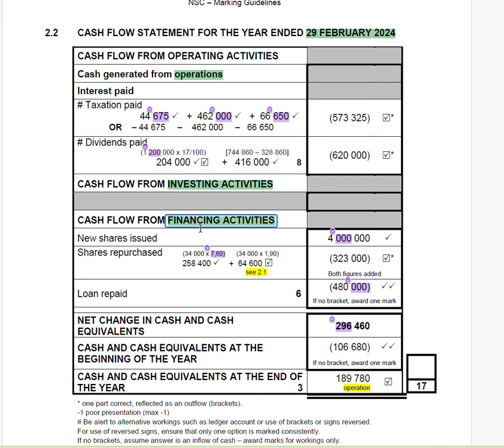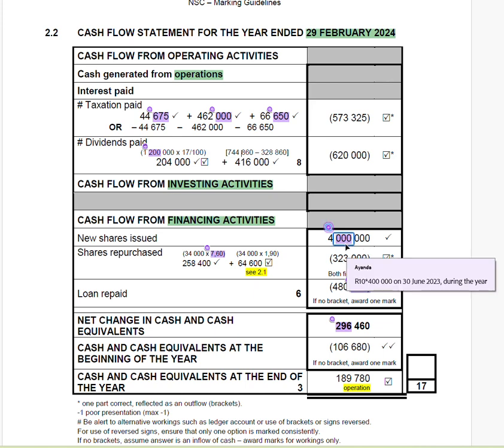And then we're going to move to cash flow from financing activities. As I've already discussed with you, the financing activities are things that include your share purchase, your share buyback, your loan paid, your loan receipt. And then what do we have that will affect the financing activity? We know that they issued shares. So when they issue shares to the public, they get money.